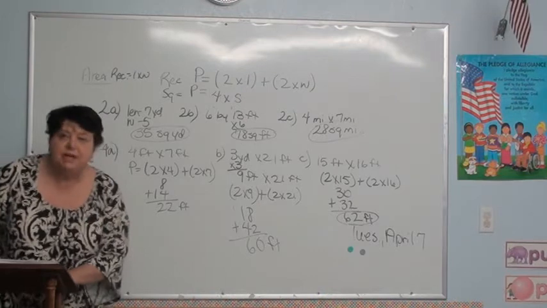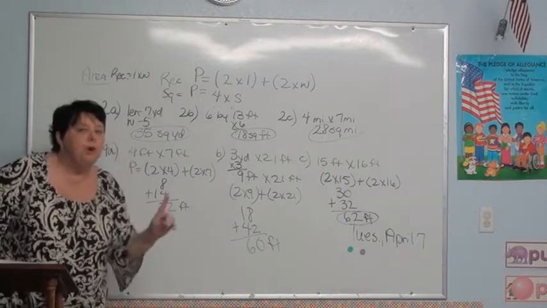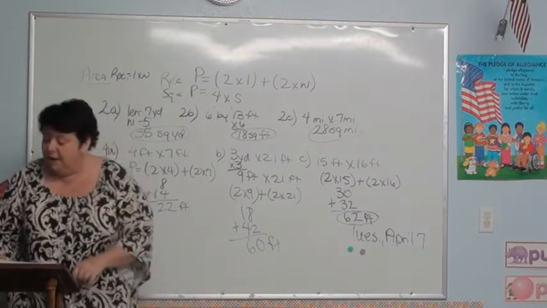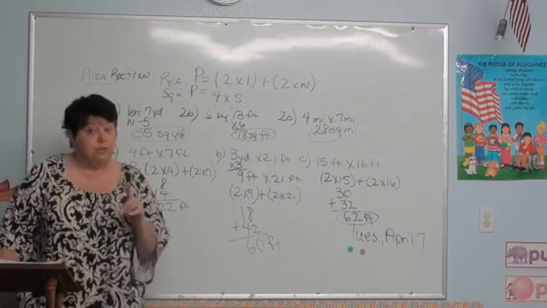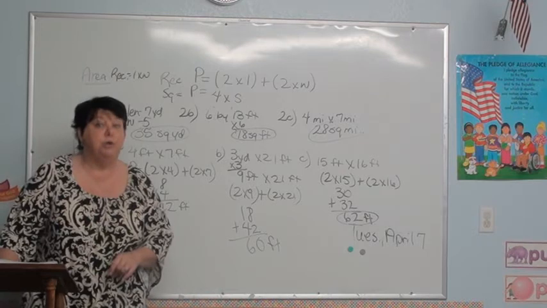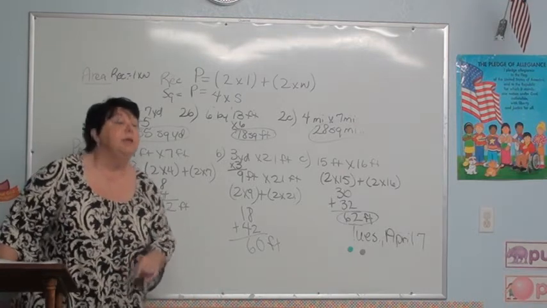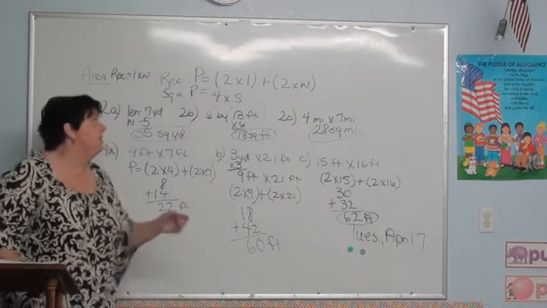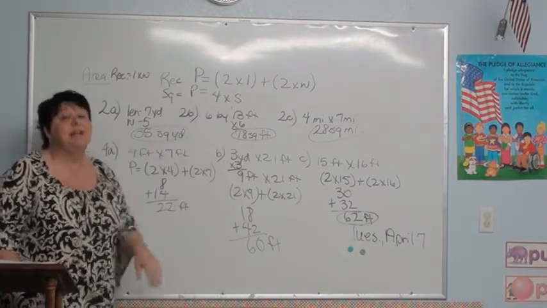Now, on the review section, make sure you only do one of the long division problems. It takes so long, we're only going to do one long division problem. I want you to finish the review section on your own. Remember your formulas, because the perimeter of a rectangle is 2 times length plus 2 times width. Perimeter of a square is 4 times side.